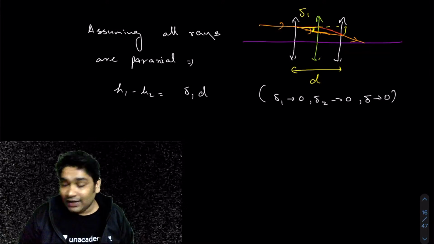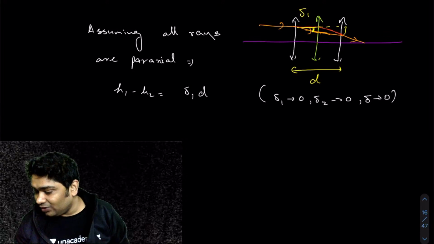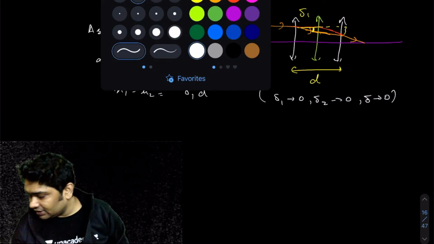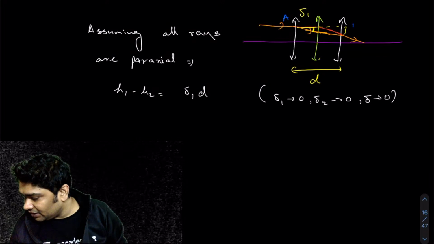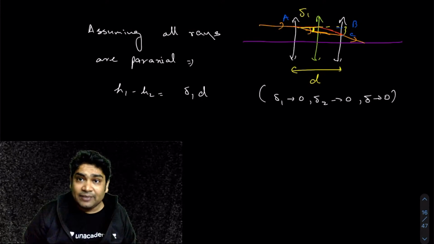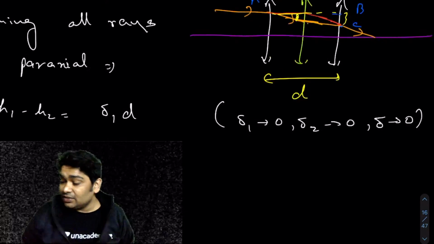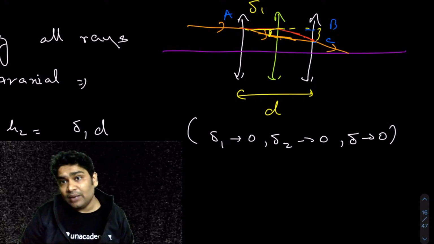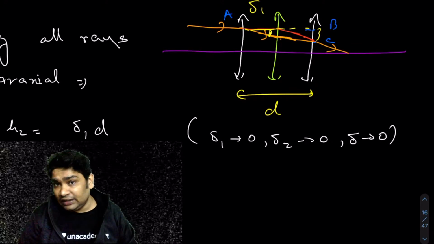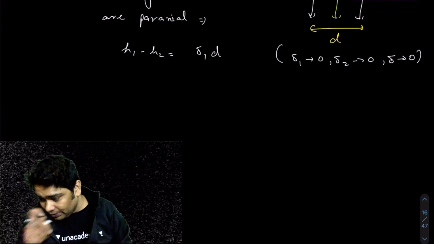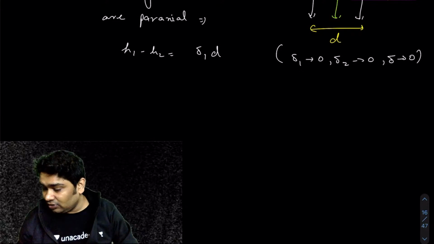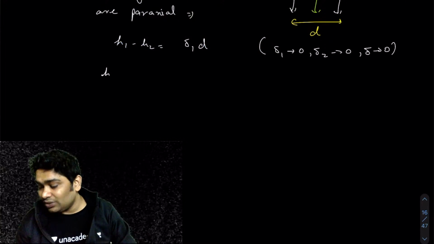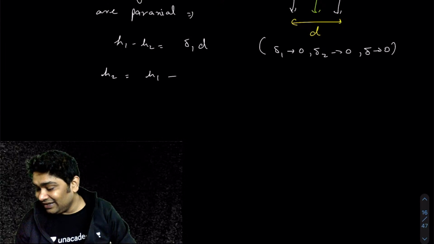So if I look at this triangle, let's give it a name. Let's call this A, this B, and this C. If you look at the triangle ABC, tan of delta 1 is BC over AB. And tan of delta 1 can be roughly written as delta 1 only, and that is how I'm saying h1 minus h2 would be equal to this. So from here, what I realize is that h2 can be written as h1 minus delta 1 d.